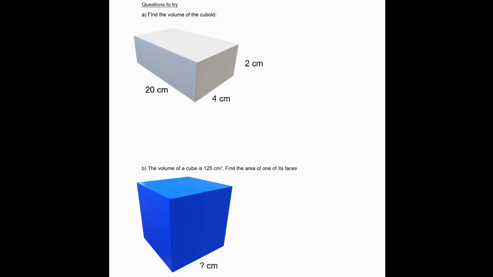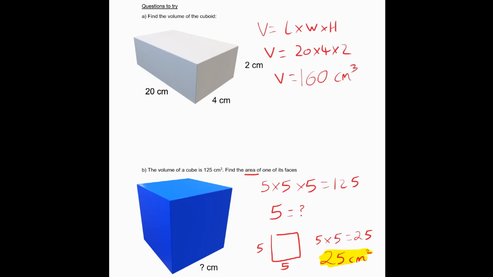Here are the answers. For question B, we want the area, remember, of one of the faces of the square. So you should notice that one of the sides is 5 centimeters, because 5 times 5 times 5, or 5 cubed, is 125. So that means the length of one of the sides is 5. So to work out the area, you need to do 5 times 5, which is 25 centimeters squared.